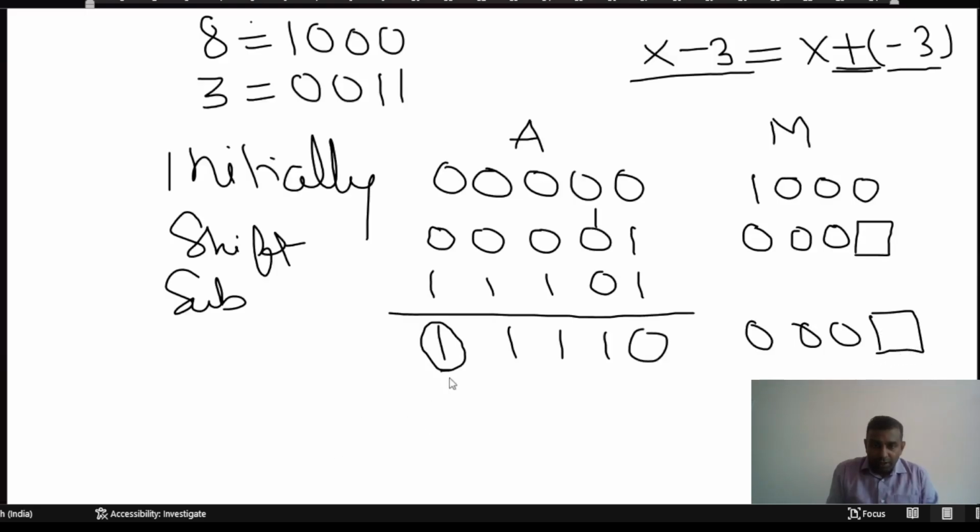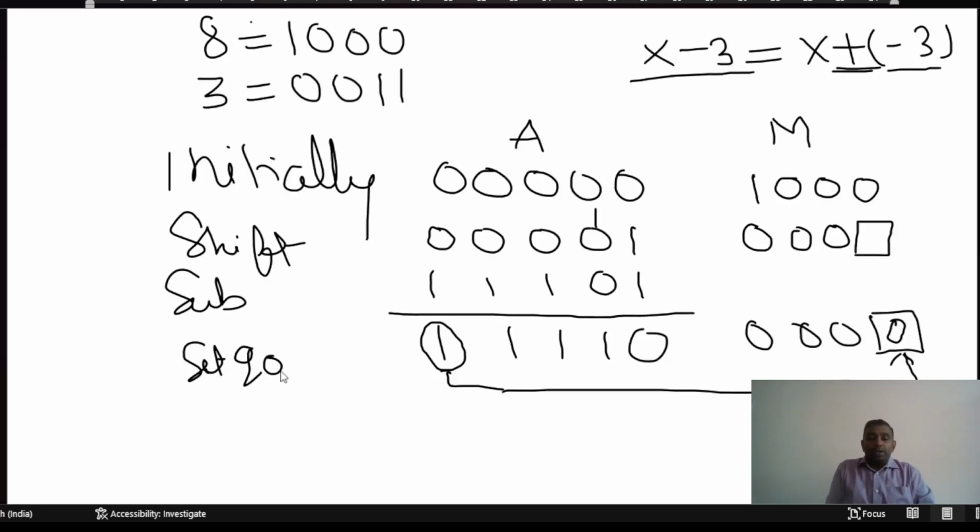Okay. Write down the opposite bit of the first bit of the subtraction operation. So if the first bit is 1, then it should be 0. And if the first bit is 0, then it should be 1. So this operation is called set Q0. So we are setting the value of Q0 by getting the result of subtraction, which is the earlier step of set Q0.